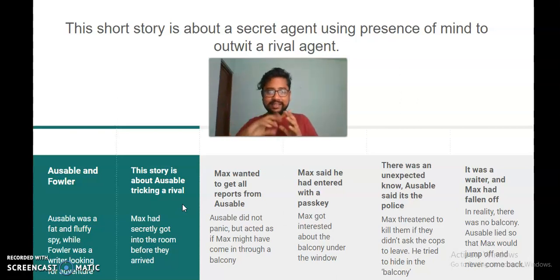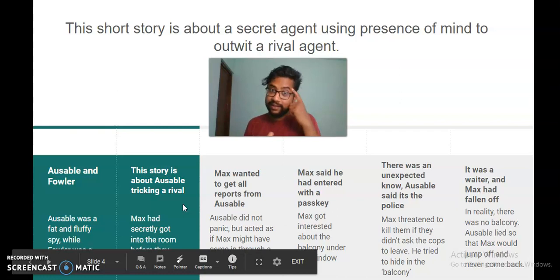Now, this is something that really is important at the end of the story. As Max and Ausible are negotiating, you can very well imagine a movie scene. Ausible did not panic, but acted as if Max might have come through the balcony. It was night time. The balcony was not actually there. He spoke as if there's a balcony under his window, and Max kept on asking, and suddenly there was a knock on the door.